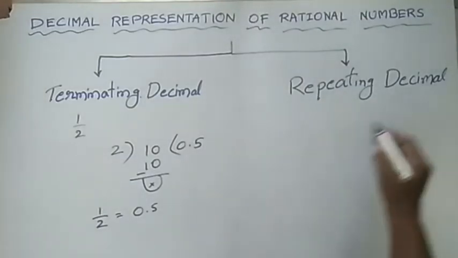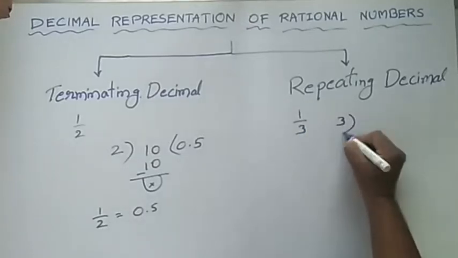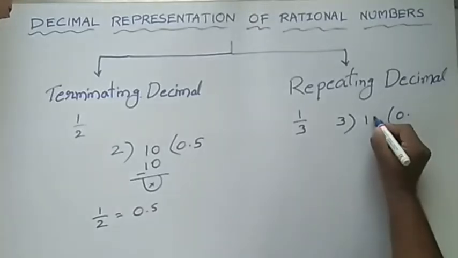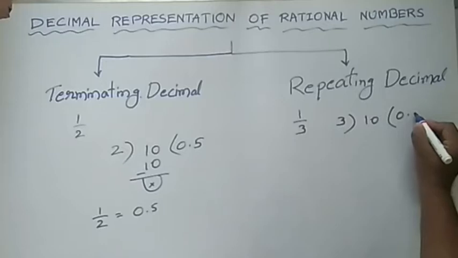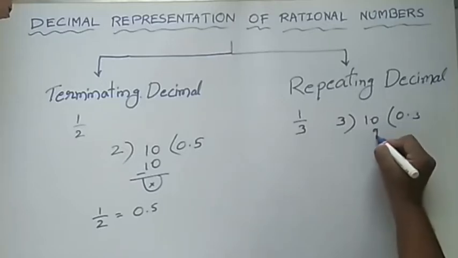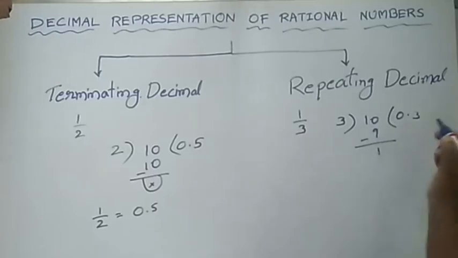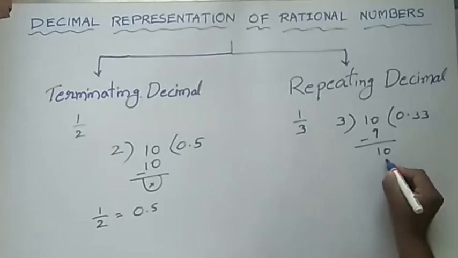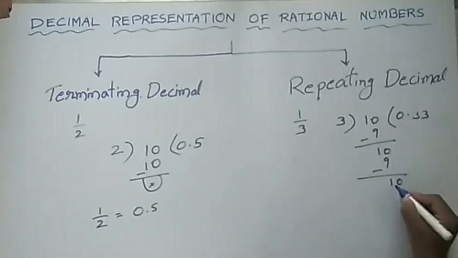Here repeating decimal. I am taking one example, 1 by 3. It won't go. So I am keeping the decimal. So then 0. Here 3 3s are 9. 10 minus 9 is a 1. You can keep a 0. 3 3s are 9. 10 minus 9 is a 1. 3 3s are 9.